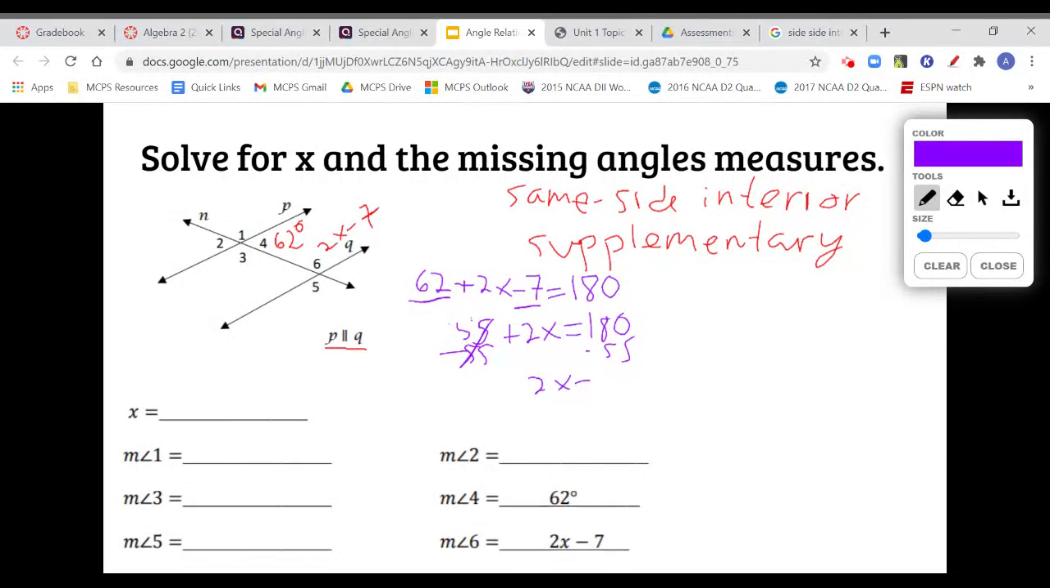Leaves me with 2x is equal to 125. And then when I divide by 2, I find that x is equal to 62.5. I'm going to go ahead and write that in here.